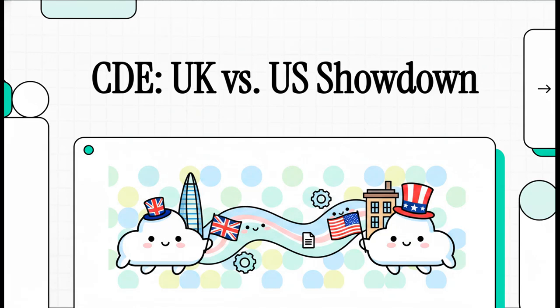Have you ever wondered why these massive, multi-million-dollar construction projects just go completely off the rails? Well, it's almost never about a flaw in the actual design. It's all about data. So today, we're diving into the solution, the Common Data Environment, or CDE, and we're going to look at the major showdown between the UK's super strict mandated blueprint and the US's much more flexible tech-first approach. Let's get right into it.